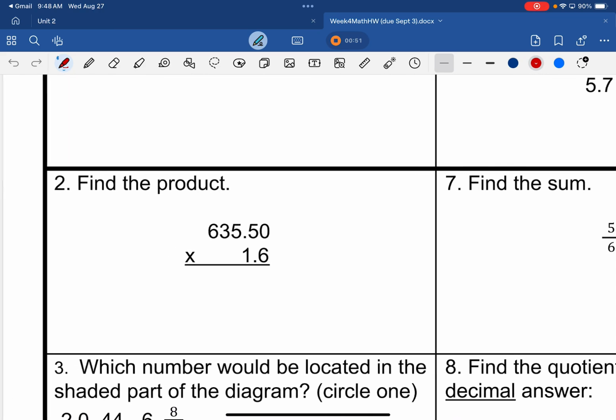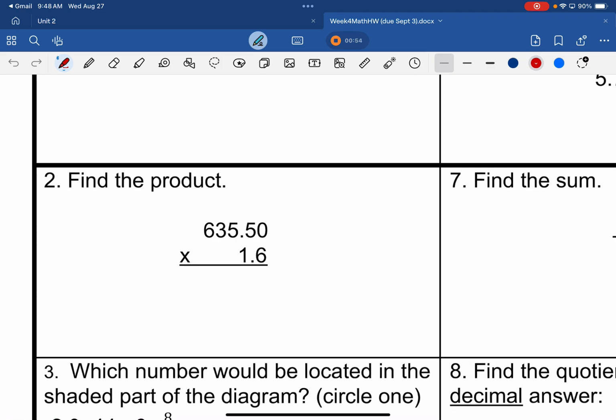Okay, for number 2, we are finding the product of a number. And so we're going to go through and multiply. I'm going to go ahead and do the 6s with you, and then we'll talk about the placement of the decimal. And then I'll let you finish it off. So 6 times 0 is 0. And then 6 times 5 is 30. And 6 times 5 is 30, plus the 3 is 33. 6 times 3 is 18, plus the 3. Let's see, we have 18, 19, 20, 21. And then 6 times 6 is 36, plus the 2 is 38.